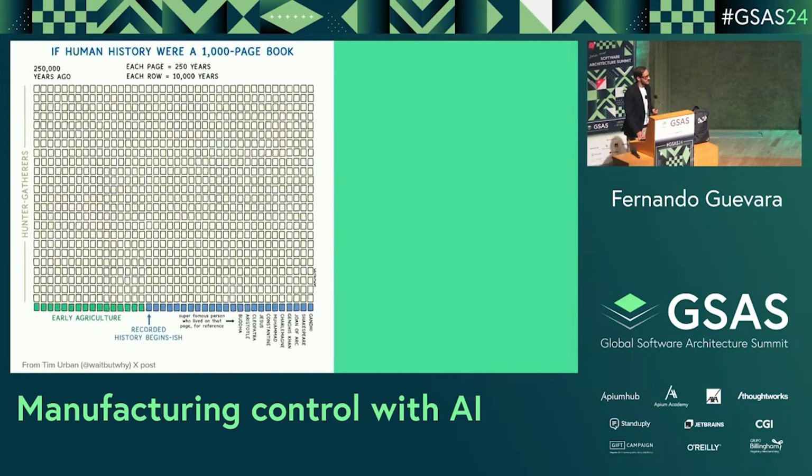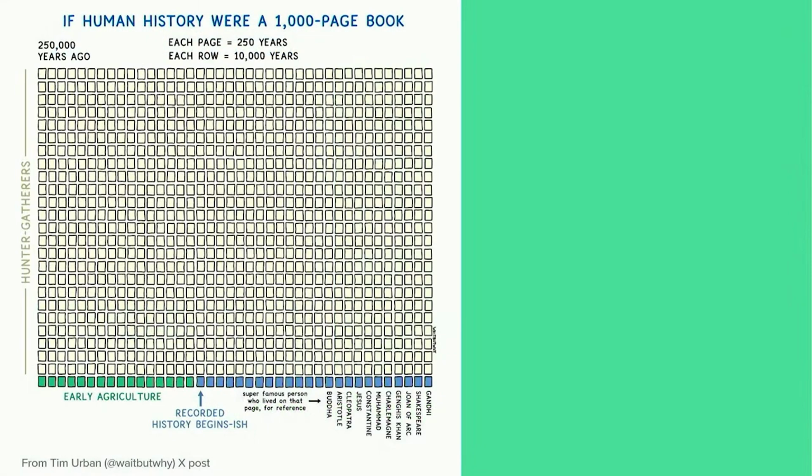So a while back, Tim Urban posted this on his X account. He did a very visual comparison on if we take the whole human history and put it as a 10,000 pages book, it would look like this, pretty much. Not a lot changed for a while, up until recent years, if you will.